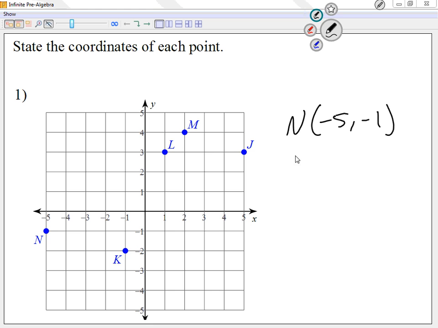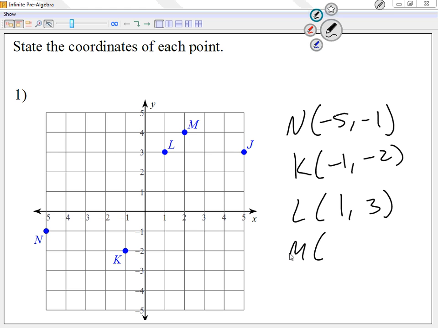If I go for K, my coordinates are going to be -1, -2. I went 1 to the left and 2 down. Remember, I always start right here, right where these two dark lines intersect. That's what we call the origin. So that's where we start. If I look for L, my coordinates will be +1, +3. Good.